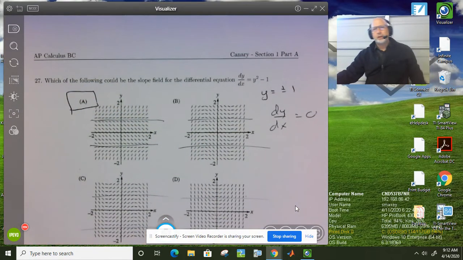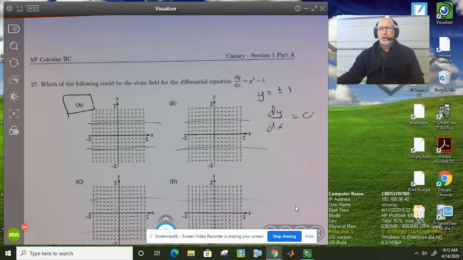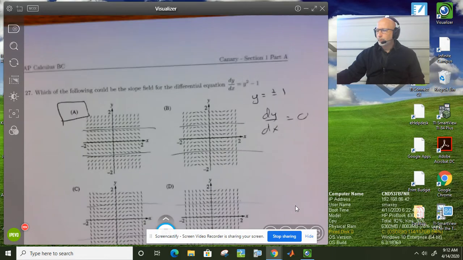There's lots of different ways of doing this, but typically speaking, how I start off is I go right away and I take a look where the derivative is equal to 0.